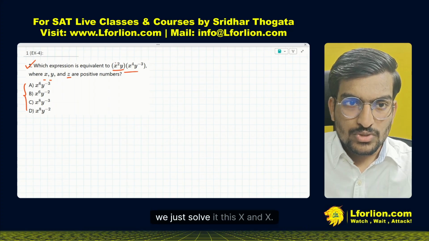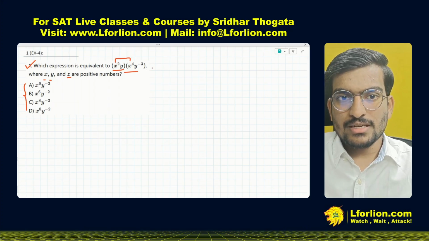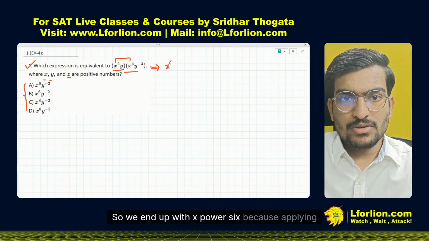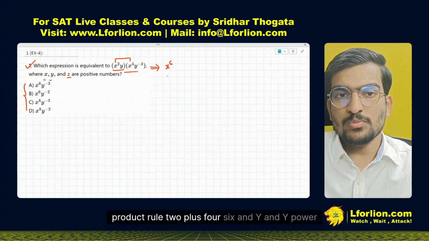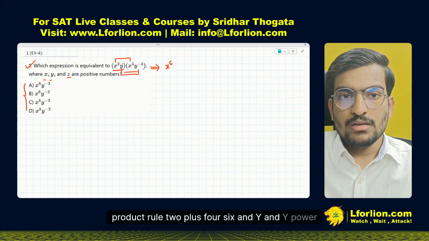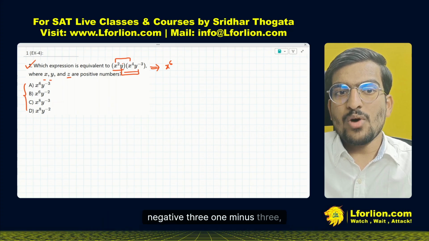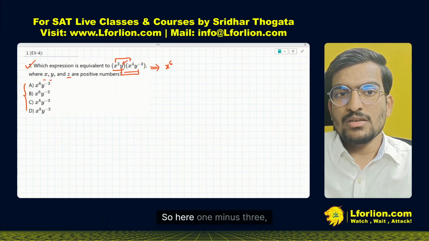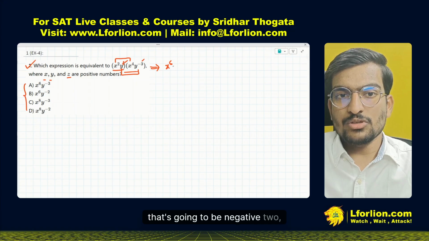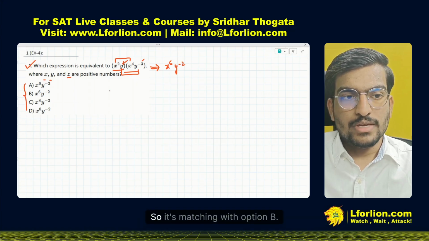So what we do, we just solve it. This x and x, we end up with x power 6, because applying the product rule, 2 plus 4 is 6, and y power negative 3. 1 minus 3, where nothing is written means 1. So 1 minus 3 is going to be negative 2, y power negative 2. So it's matching with option B.